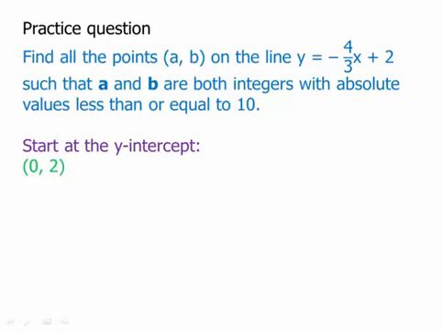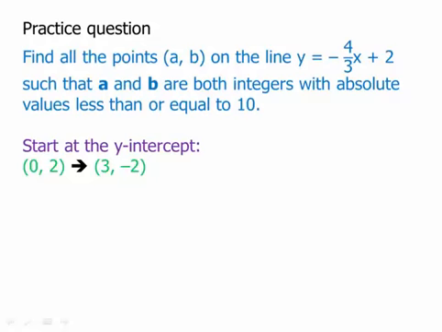That's the y-intercept. Now that slope tells us that if we start moving right, we can move over with a rise of negative 4, in other words, a drop of 4, and a run of 3. So that's over 3, 3 to the right, down 4. And so we go 3 to the right, that puts us at x equals 3, and down 4, that puts us at y equals negative 2.